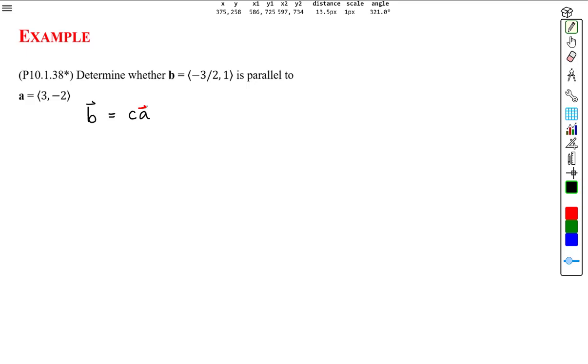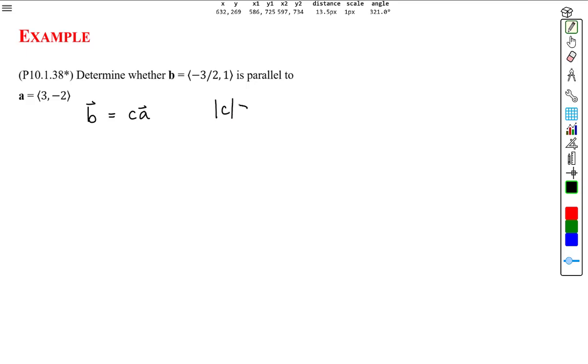Now, if the scalar value has a magnitude greater than 1, then we know that vector B is longer than vector A. If the scalar value C is a value between 0 and 1 in magnitude, then vector B will be shorter than vector A. If vector B is opposite the direction of vector A, then that scalar value will end up being a minus sign. So we could summarize that like this.